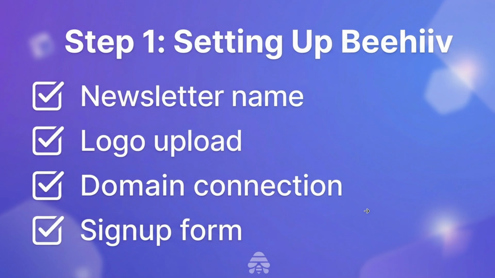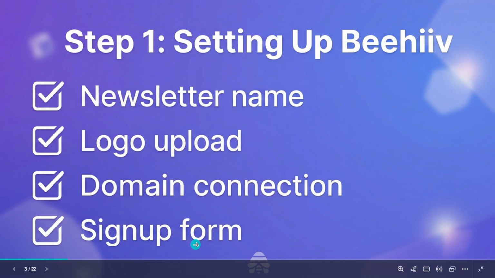So step one is nothing but the setting up of the Beehiiv account. Once you log in, it will ask you what's your newsletter name. You have to design your logo by Canva. Then you have to have a domain. I will come up with that, what is domain exactly. Then you have to make a sign up form like this. So let me show you here.